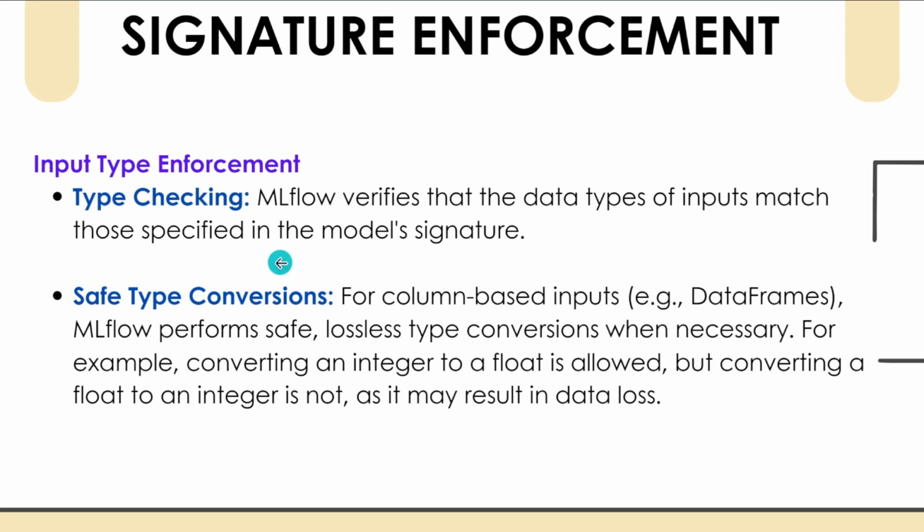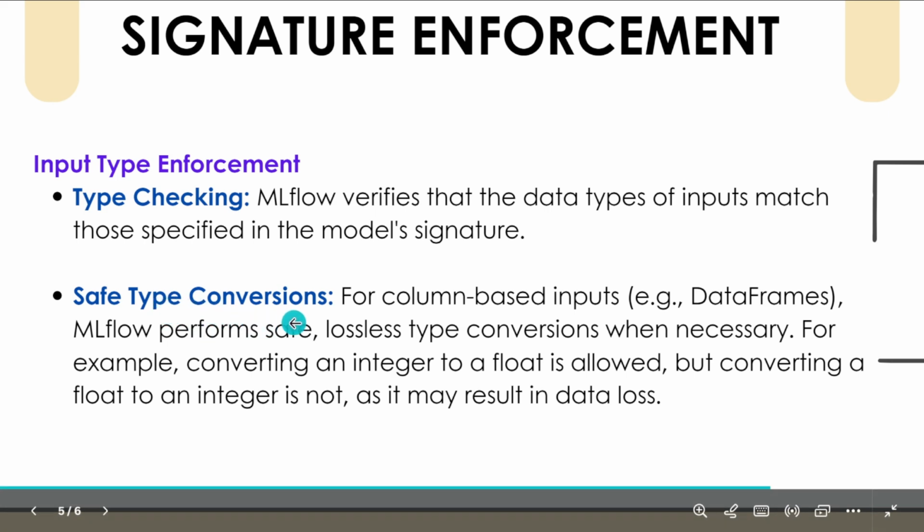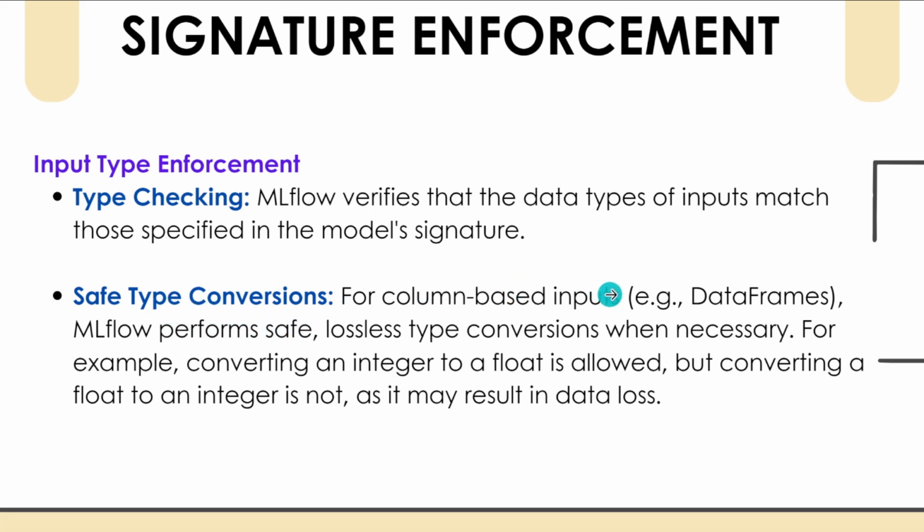And next is safe type conversions. For column-based inputs, example data frames, MLflow performs safe lossless type conversion when necessary. For example, converting an integer to a float is allowed, but converting a float to an integer is not allowed, as it may result in data loss. So this kind of validation is done by these two kinds of enforcement in our scenario.